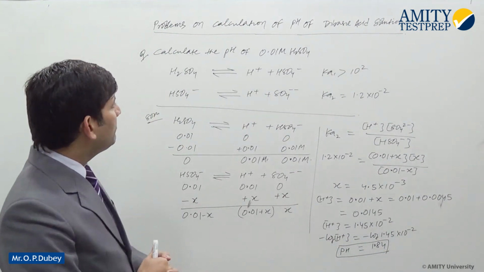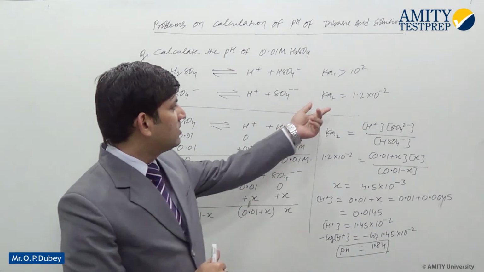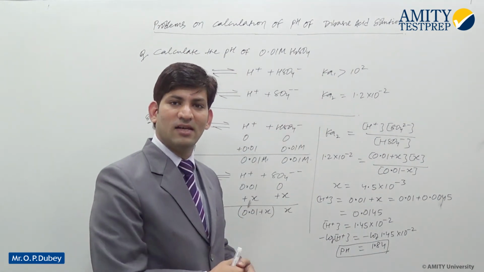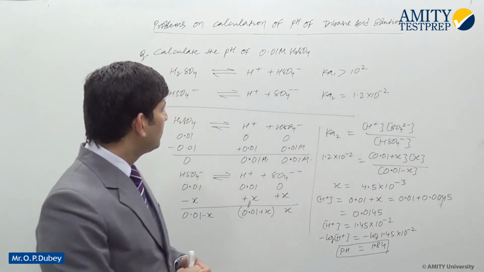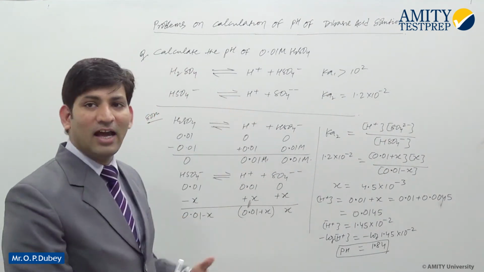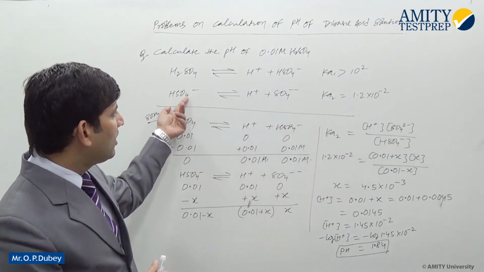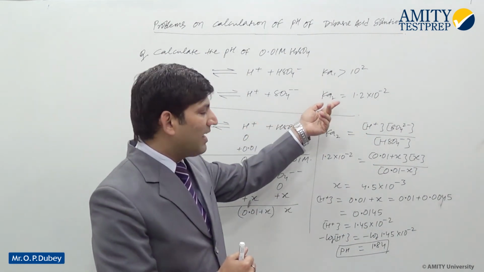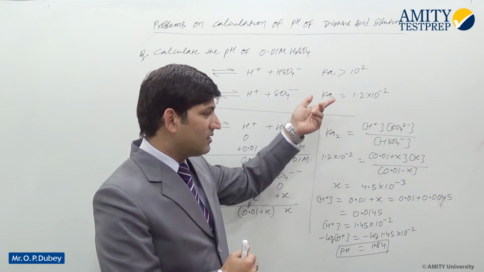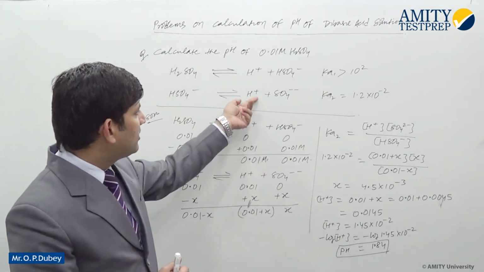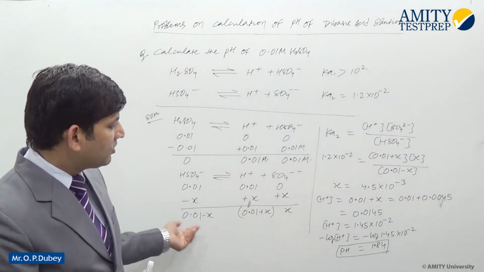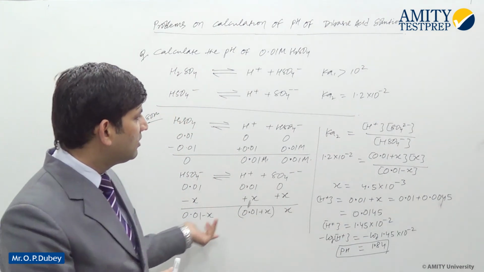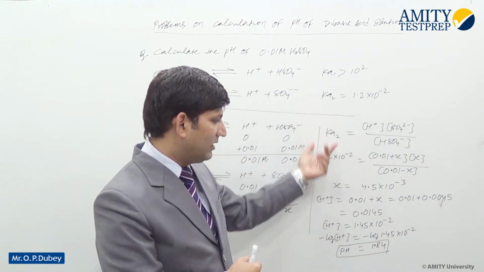In case of a polybasic acid in which the second dissociation constant is very small compared to the first dissociation constant, the H plus ion coming from the second dissociation can be neglected. But in case of a strong acid, which has a larger K2 value, that is not much smaller, the H plus ion produced in the second step cannot be neglected, and the pH of the solution can be calculated by this formula or by this concept.